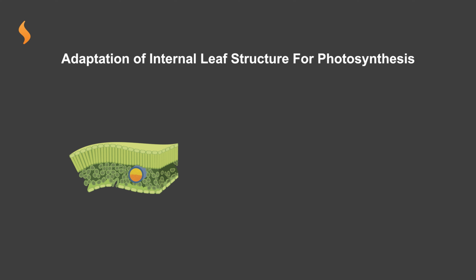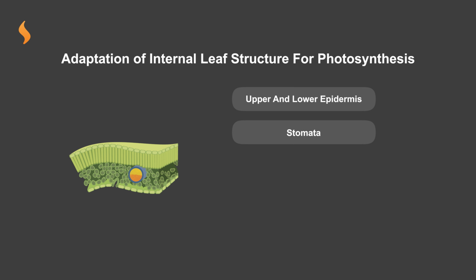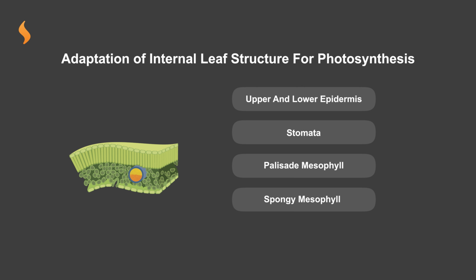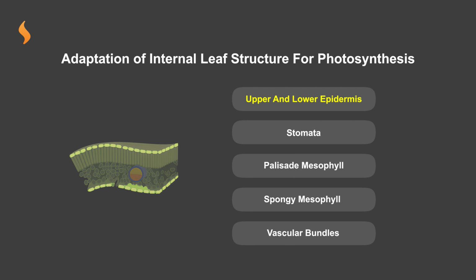There are 5 adaptations of leaf structure. They are upper and lower epidermis, stomata, palisade mesophyll, spongy mesophyll, and vascular bundles. The first type of adaptation of internal leaf structure for photosynthesis is upper and lower epidermis.